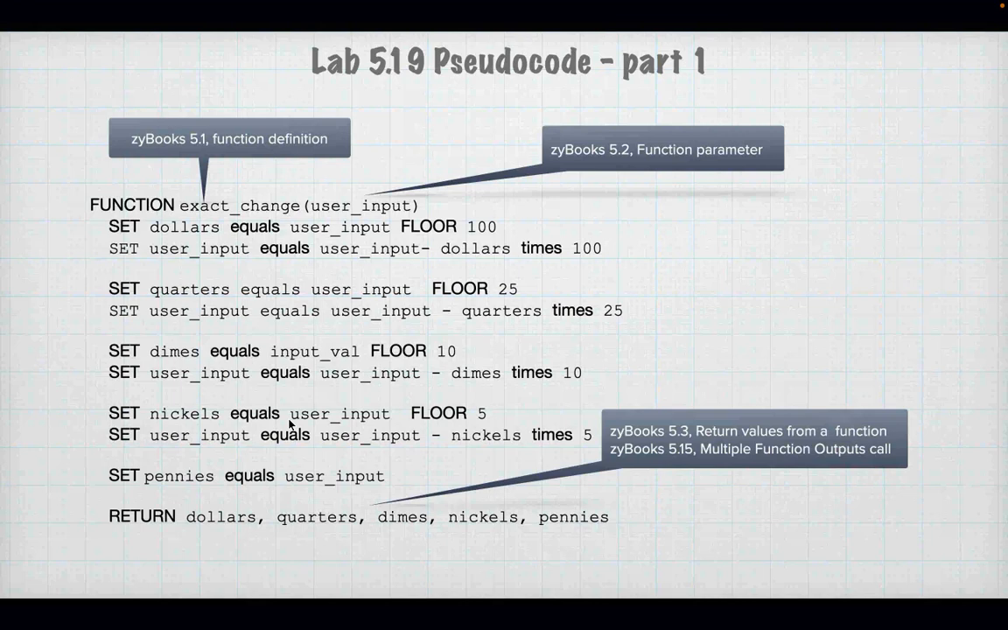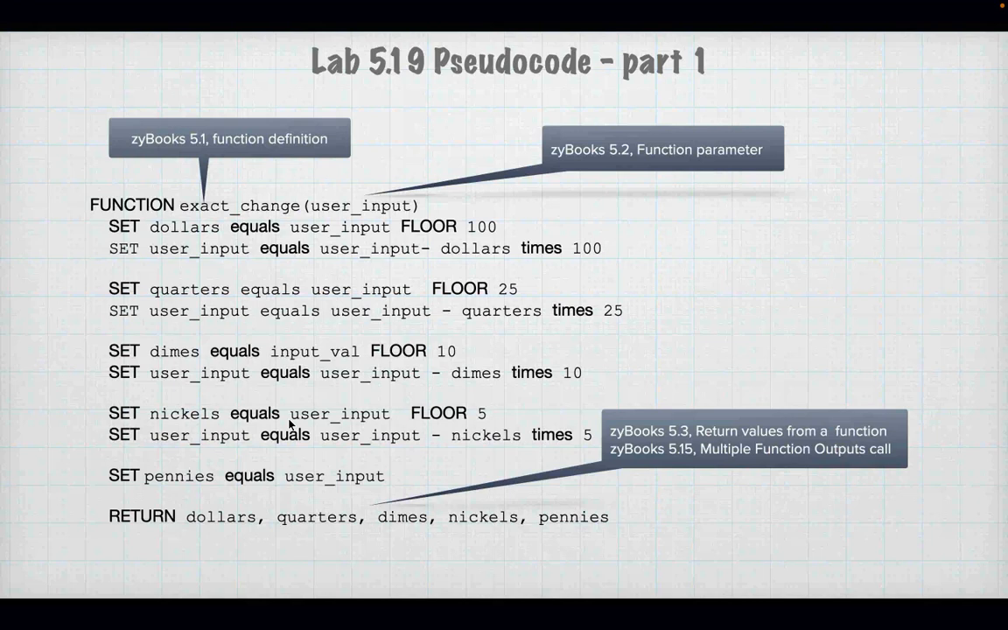Okay, so 5.19 is very similar to something we did in 3 when we had all those if statements and we were dealing with dollars and quarters. This is pretty much exactly the same, except we are creating a function. That function is called exactChange, and it is the portion of that lab in 3 that actually does the calculations. It figures out the number of dollars, quarters, dimes, nickels, and pennies, and then it returns them. So you'll see down at the bottom of this screen, I have returned dollars, quarters, dimes, nickels, and pennies.